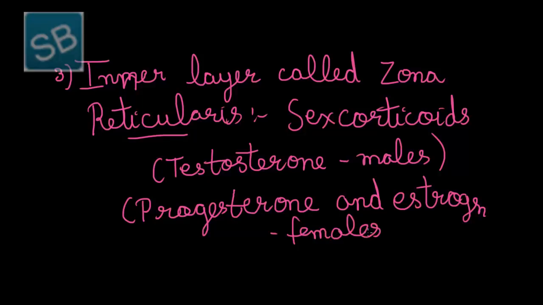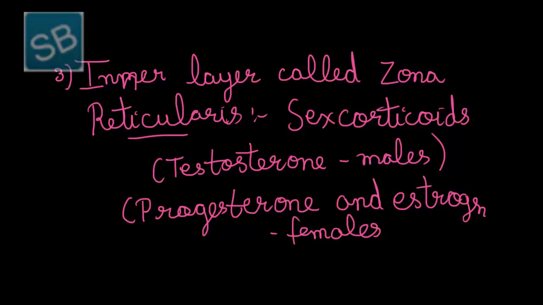This secretion of sex corticoids from the inner layer zona reticularis also occurs in association with the middle layer, that is zona fasciculata. On this basis, the main function of testosterone is that it helps in the stimulation of the male secondary sexual characters, while progesterone helps in the production of female secondary sexual characters.